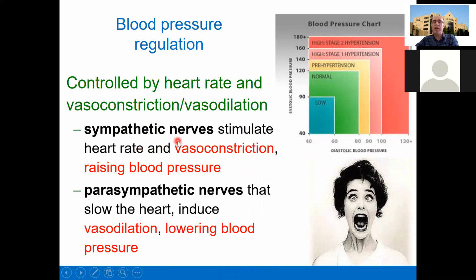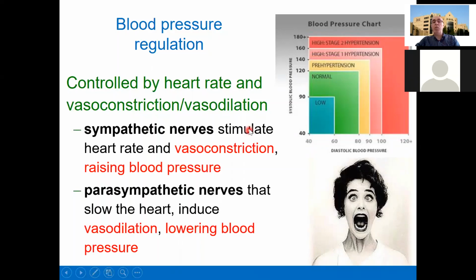sympathetic nerves, as I said before, which stimulate heart rate and vasoconstriction, raising our blood pressure. Parasympathetic nerves slow the heart, induce vasodilation, and lower the blood pressure. Okay, something which induces our sympathetic nerves means it increases our heart rate and increases our blood pressure.